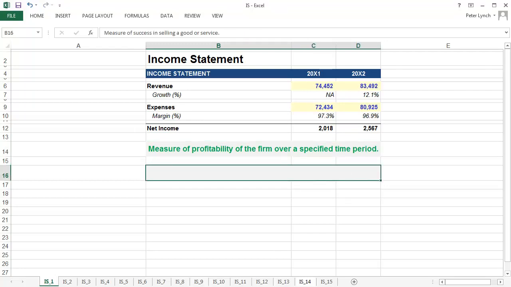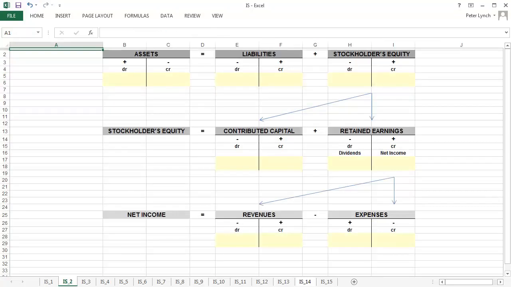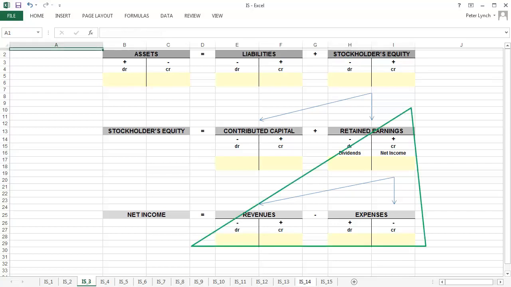It can also be thought of as the measure of a company's success in selling a good or service. I wanted to revisit the expanded accounting equation because if you recall that the balance sheet is just a formal presentation of this equation, assets equal to liabilities plus stockholders' equity, then it may also be helpful in understanding how financial statements relate to one another to know that the income statement is represented by the items within this green triangle. Here you have revenue less expenses equivalent to net income.